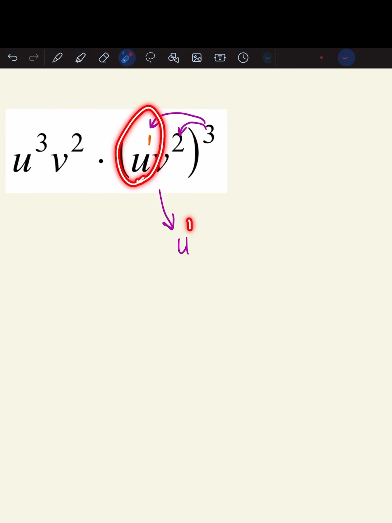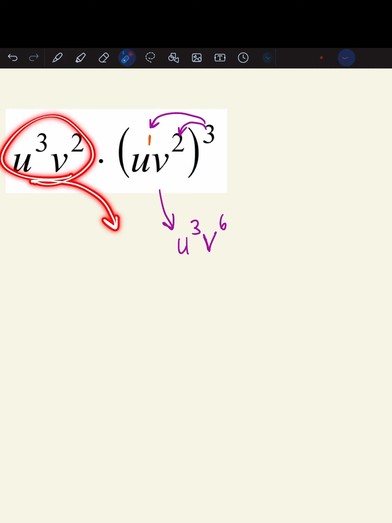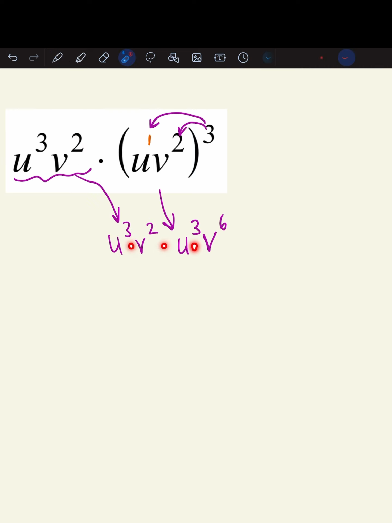So our expression for u becomes u to the 1 times 3, which is u to the 3, and for v becomes 2 times 3, or v to the 6. We have not done anything with these yet, so they'll just come on down. And now everything in here is multiplying, but only combine your similar variables together. So u's with u's and v's with v's. And again, since they're multiplying, the exponents will add.